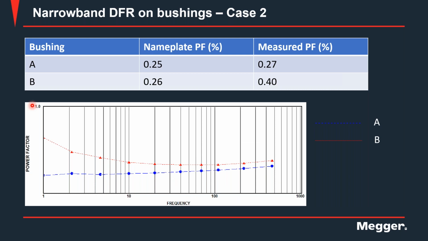Let's look at another example which shows you the readings that you get on bushings that are mounted on stands. This isn't bushings mounted on a transformer. You can see bushing A, there isn't much difference in the measured values on the nameplate. You can see what the DFR curve looks like for that bushing. And on bushing B, you can see there's a little bit of an increase in the power factor, and you can see how the shape changes. There's a tip up in the lower frequencies.